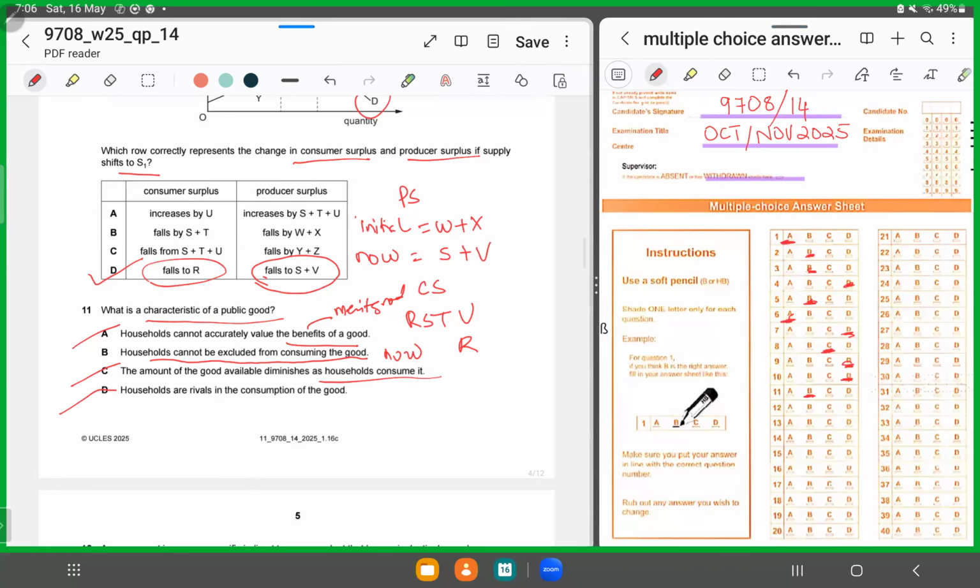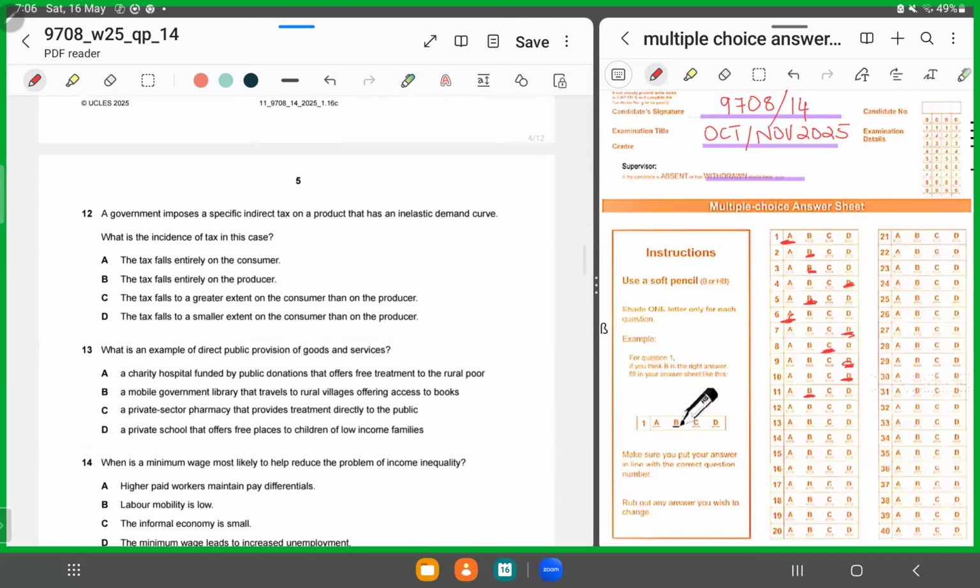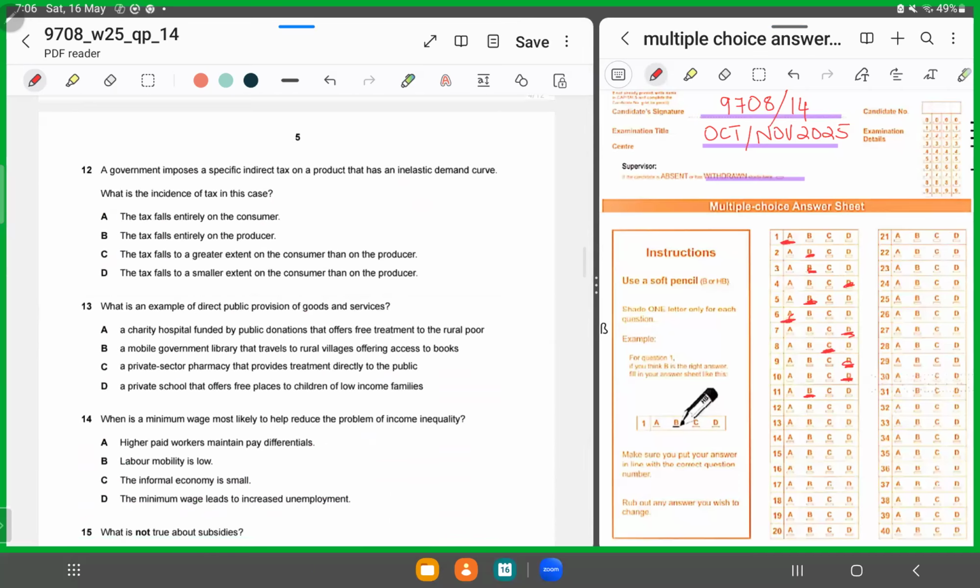Moving forward, MCQ number 12. MCQ number 12 says a government imposes a specific indirect tax on a product that has an inelastic demand curve. What is the incidence of tax in this case? Now, incidence of tax means what? Incidence of tax means the extent to which the tax is borne by the producer and the consumer, right?